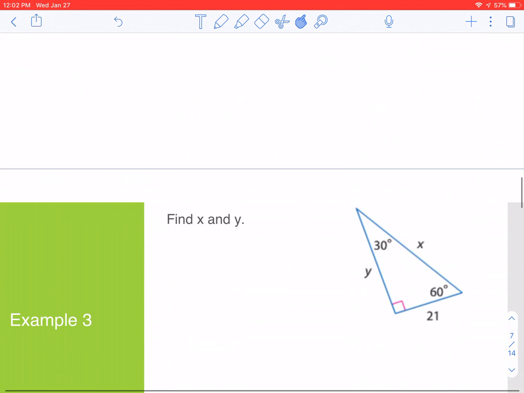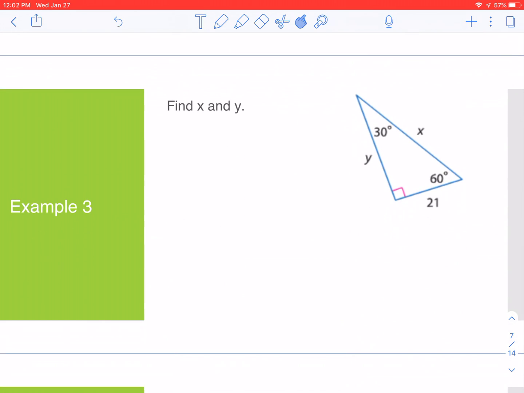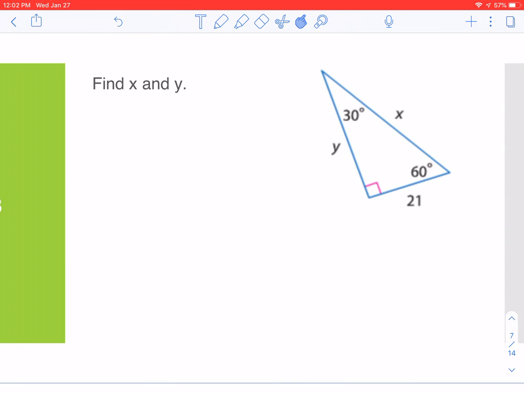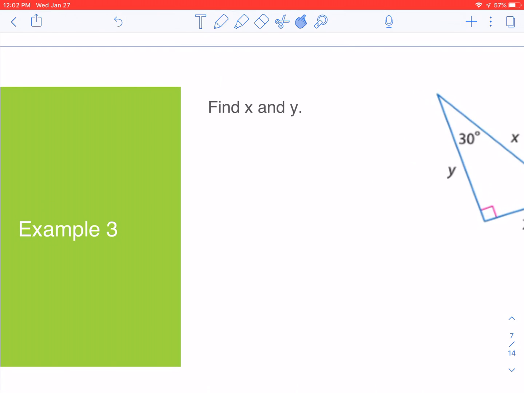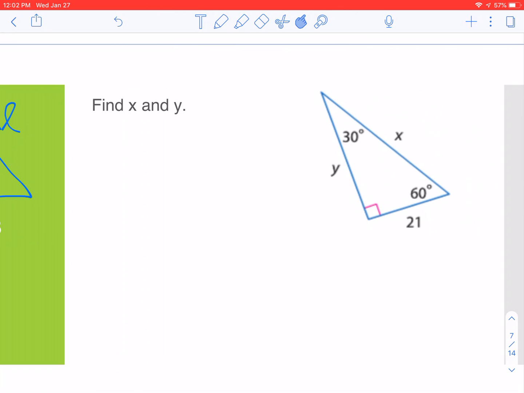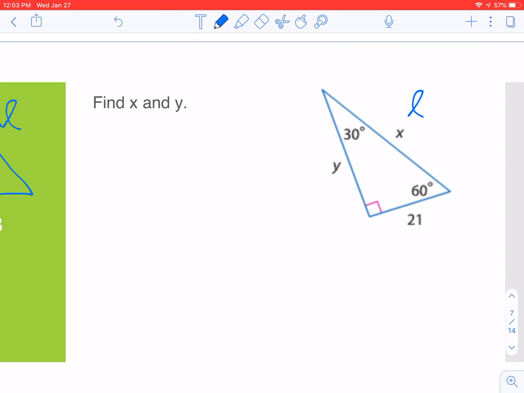Now I'm going to show you how to do it. So on your triangle, if you want to draw it over here or have a handy-dandy help sheet, this is 2L. This is L. This is L root 3. So this is L root 3. This is L. This is L. This is 2L. So let's find X. X equals L root 3.